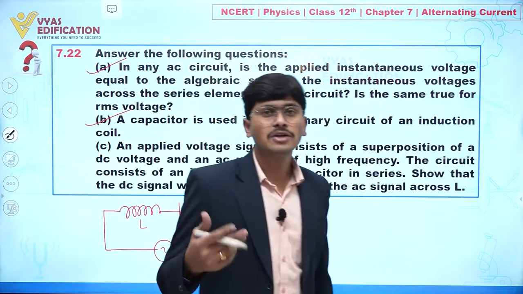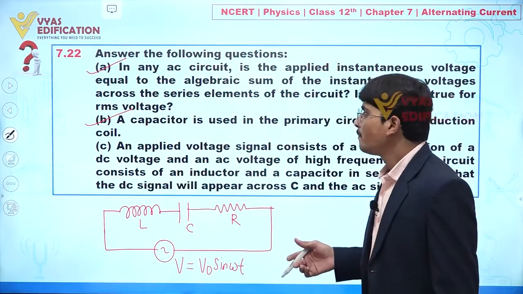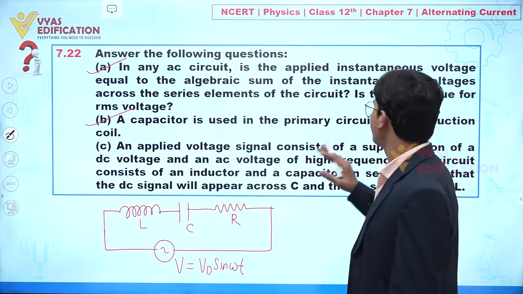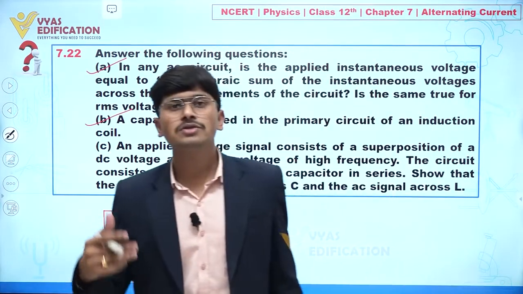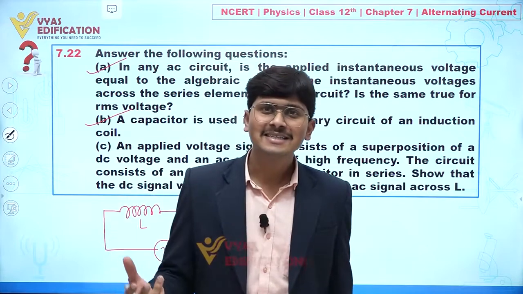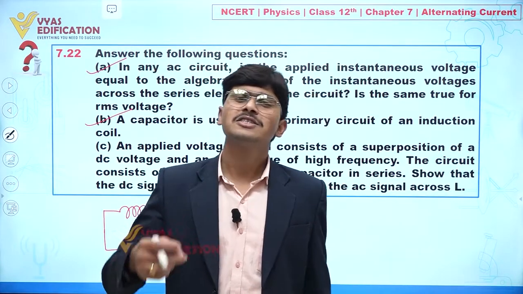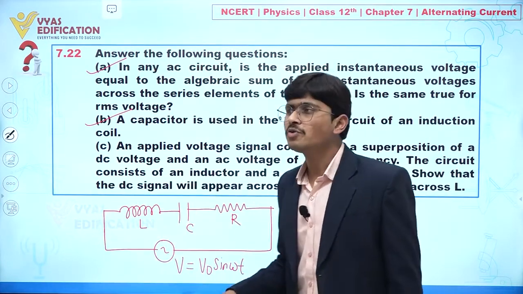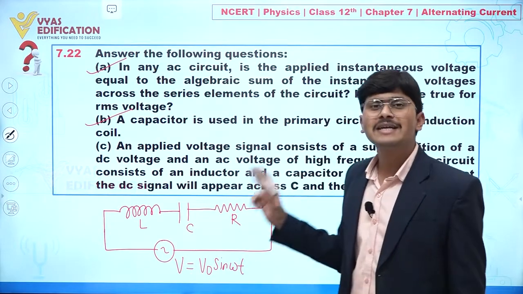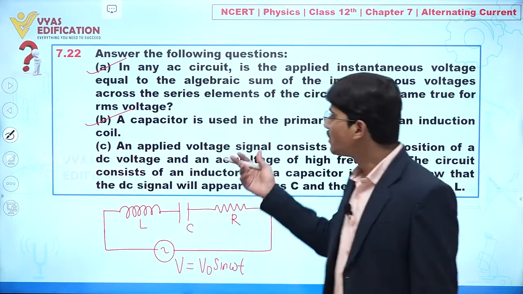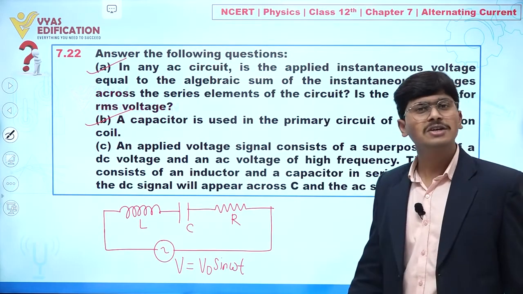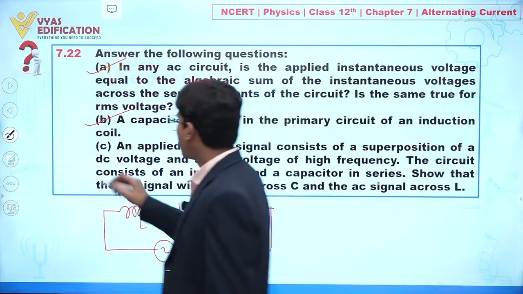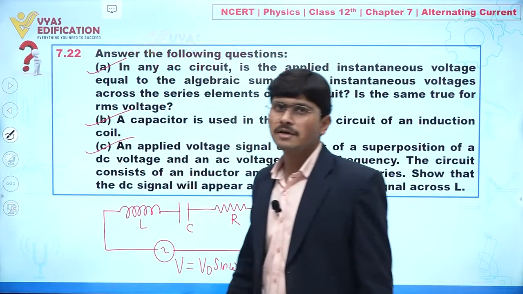Yes or no? So induced EMF will be generated, and if we connect a capacitor in the primary circuit of the induction coil, due to that induced EMF the capacitor is charged, and the instantaneous sparking that takes place due to breaking of the coil is prevented, clear? That's why we use a capacitor in the primary circuit of an induction coil, clear? Now we are going to discuss part C.